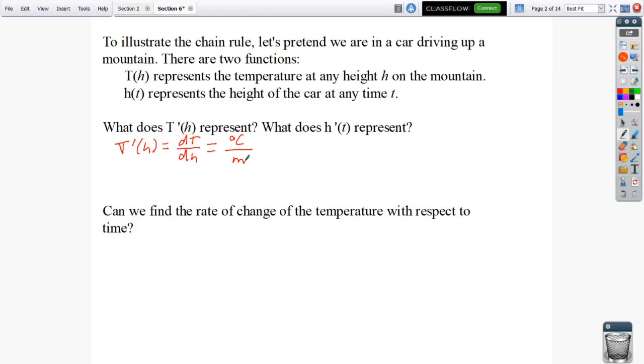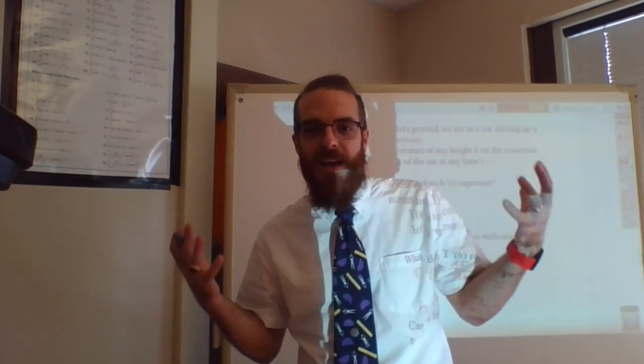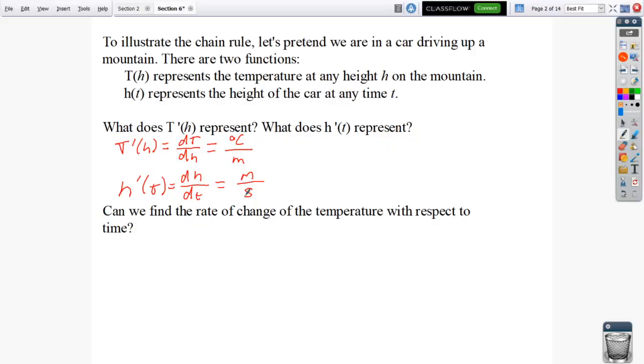Our other one, h prime of t, would be something like, using Leibniz notation, dh dt. So dh dt would be essentially our change in height in meters, and the time we could measure in seconds. So we would have the rate at which you're climbing that mountain. We're talking about how fast you're driving this car up the mountain, but we're only concerned with the height because that's what really causes the temperature to change. So now we can actually find the rate of change of the temperature with respect to time.